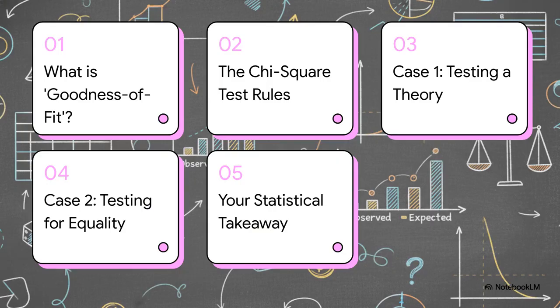So here's our game plan. First, we'll break down what goodness of fit even means. Then we'll get to know our main investigative tool, the chi-square test, and its rules. After that, we'll put it to work on 2 different case studies. And we'll wrap up with the key things you need to remember for your own investigations.